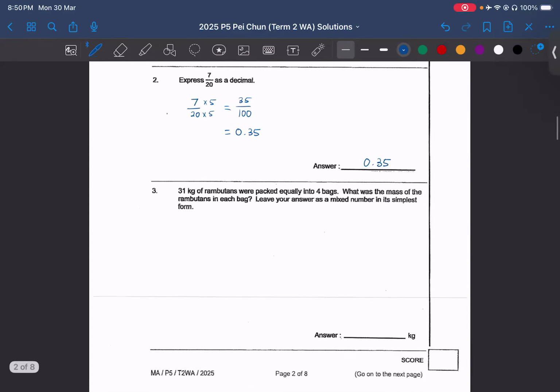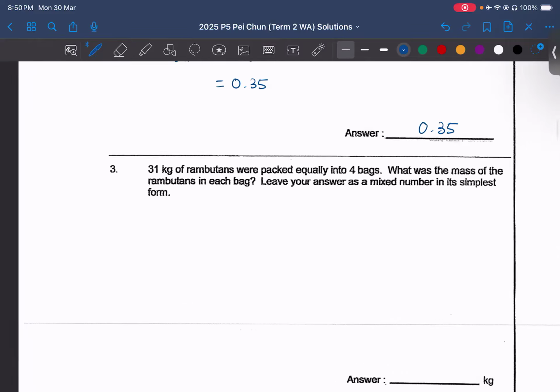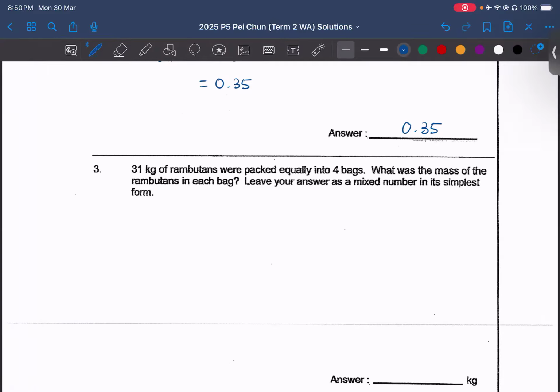Question 3. 31 kg of rambutans were packed equally into 4 bags. What was the mass of the rambutans in each bag? Leave your answer as a mixed number in its simplest form. So 31 kg is the total, and you want to divide into 4 bags. So to find each bag would be 31 divided by 4. So 31 divided by 4 can be expressed as 31 over 4.